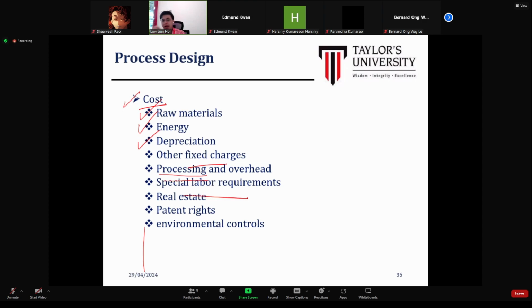So what else? Also the patent. If let's say you already come up with a new design, you want to protect your design, you want to apply for the IP, you also need to apply and pay. Then that one will also determine your cost. We need to consider that in our cost calculation later.